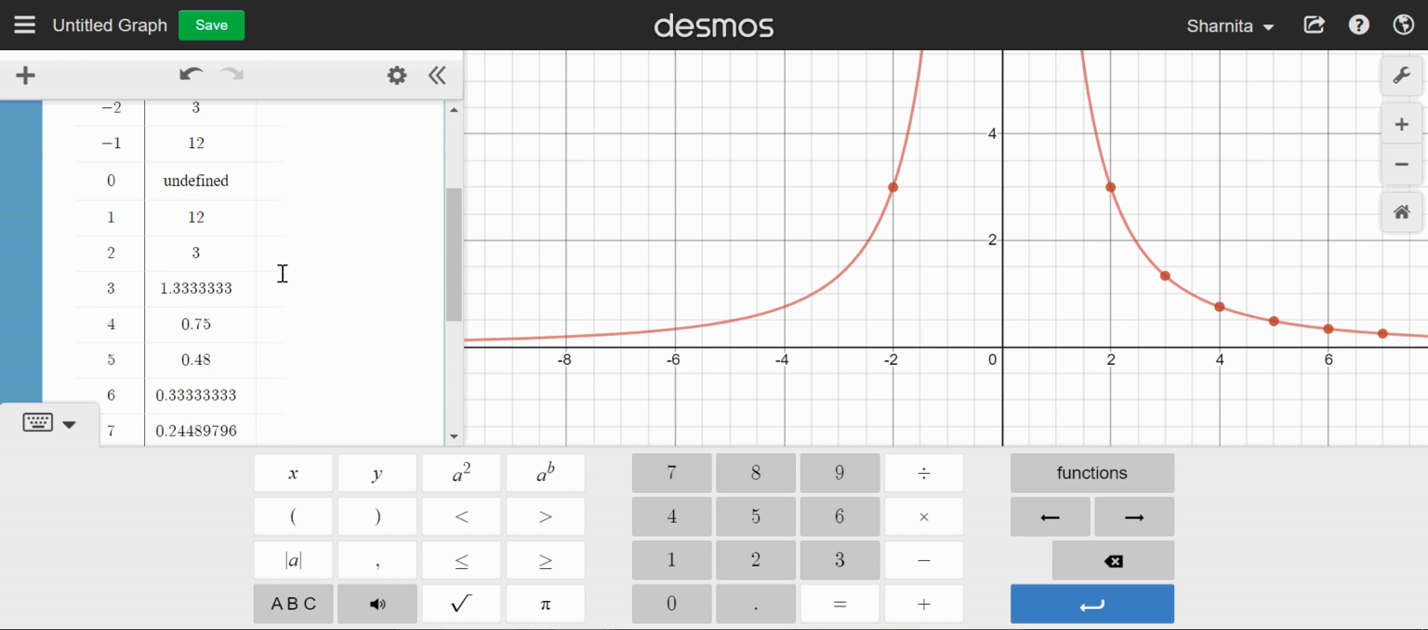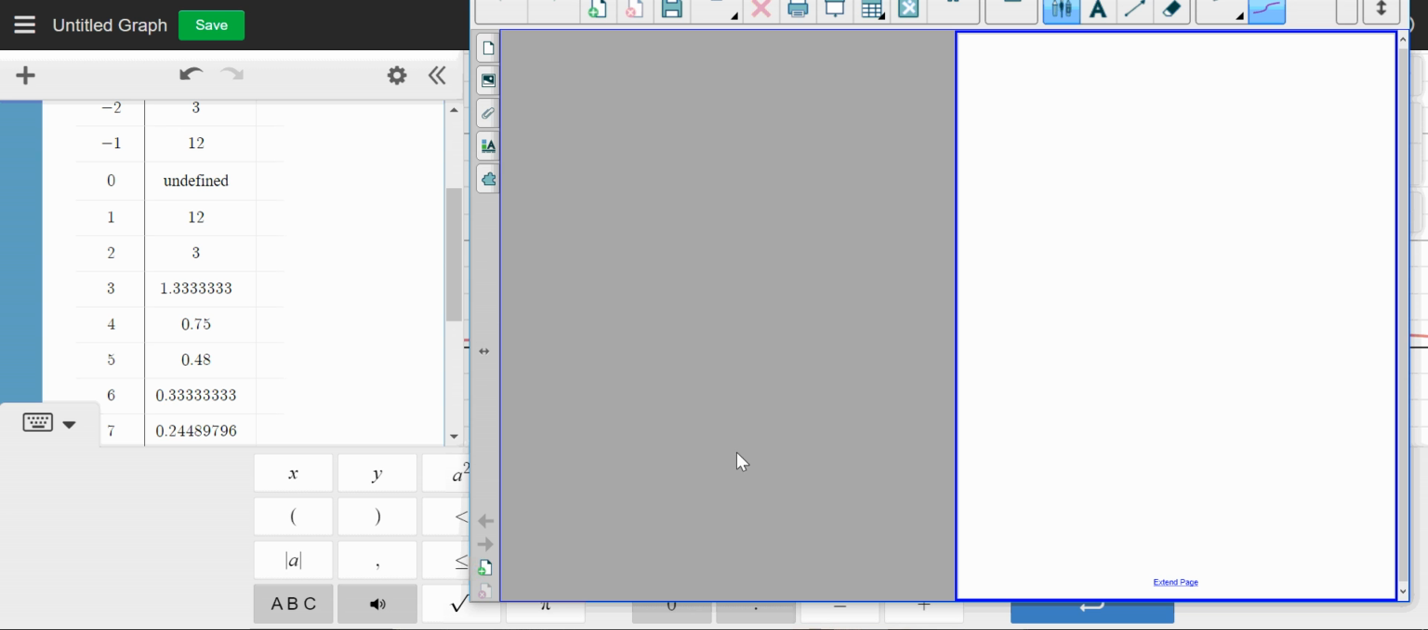So this number in the y column is the number that goes under the radical, and the number in the x column next to it is the number that goes outside of the radical. So the square root of 12 is written as 2 radical 3. And that's how we simplify the radical in Desmos.